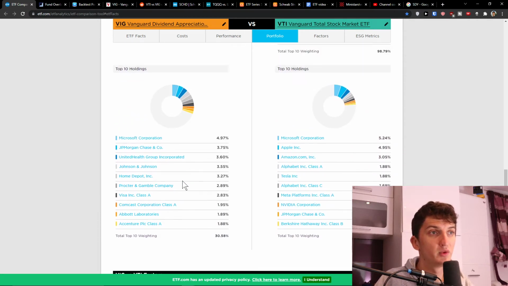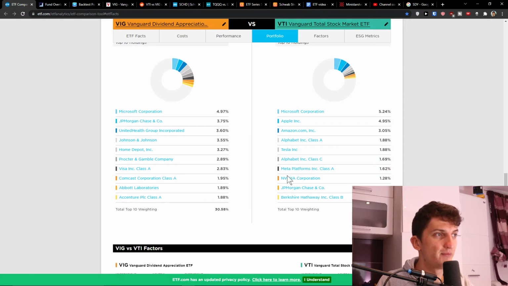So what we can find here with holdings, we see that Microsoft Corporation is nearly 5%, Microsoft Corporation here 5.24, which is them. JP Morgan Chase 3.75. We have Apple here, we have Amazon, Alphabet. So with VTI, you're focusing a lot on growth, not only on dividends. That's really important to say, and you can see it right here, right?